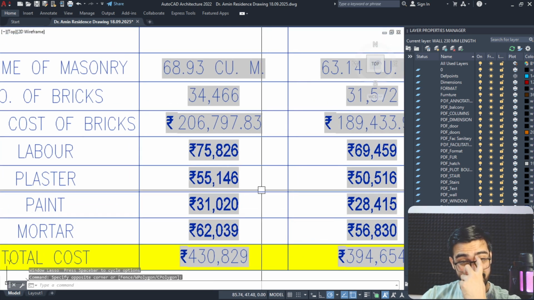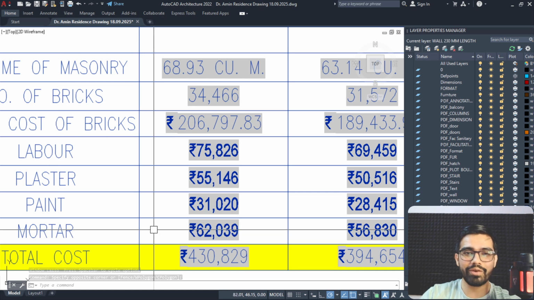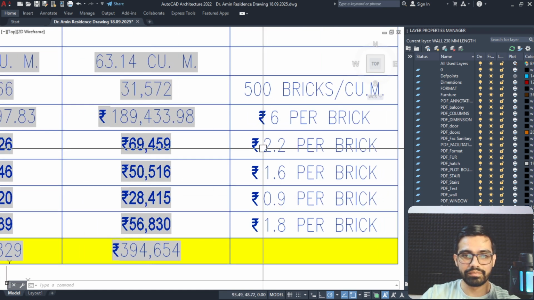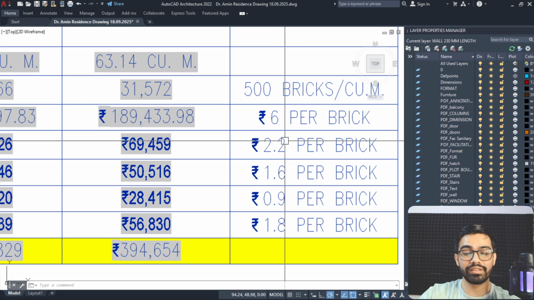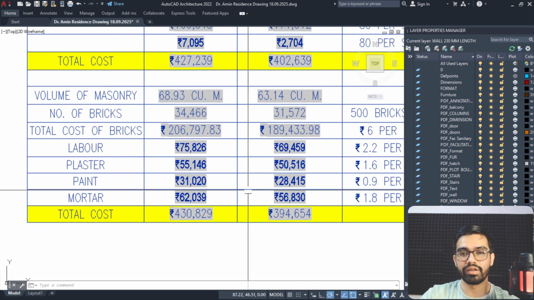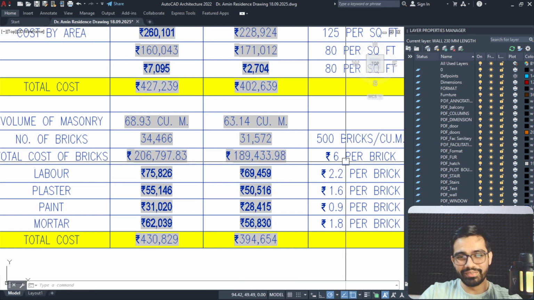Why I did two methods is because firstly I did this one by cubic meter, but then I realized that the paint and mortar, how is this going to be calculated by just the number of bricks rate? Because you see, these are the rates per brick for labor, plaster, paint, mortar. But this methodology does not consider the thickness of walls separately.